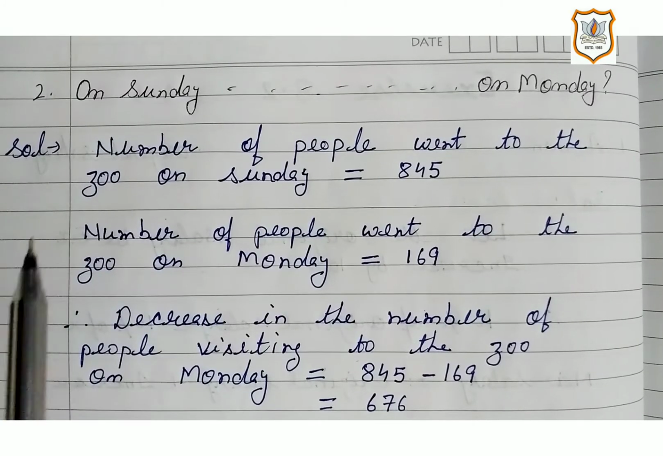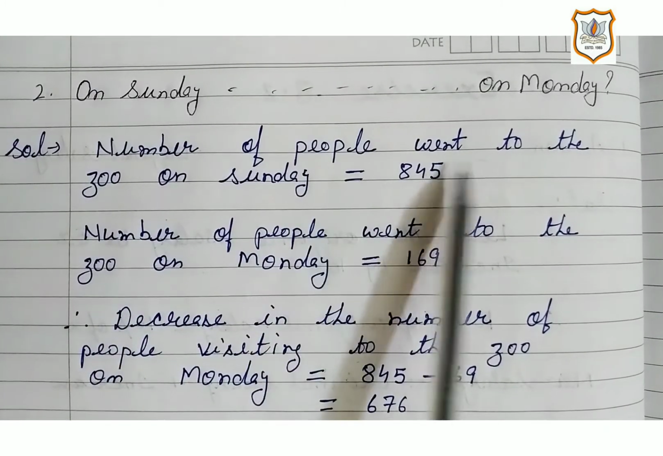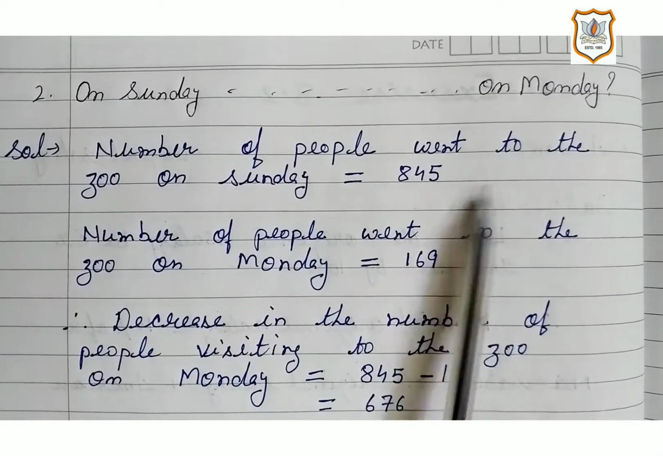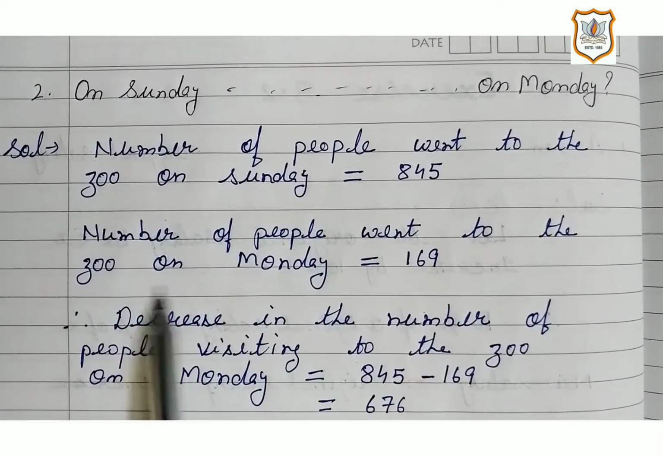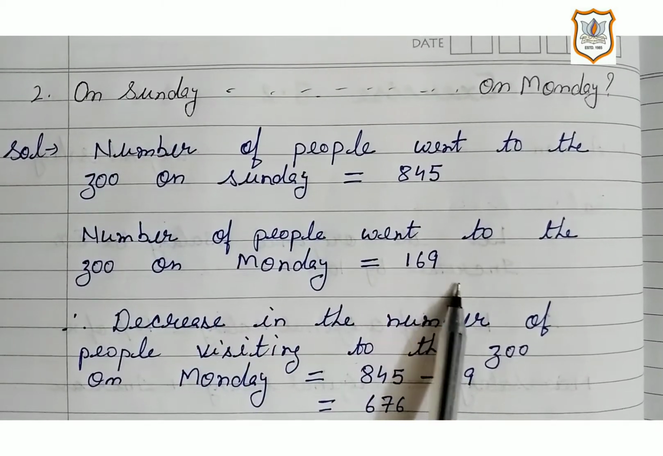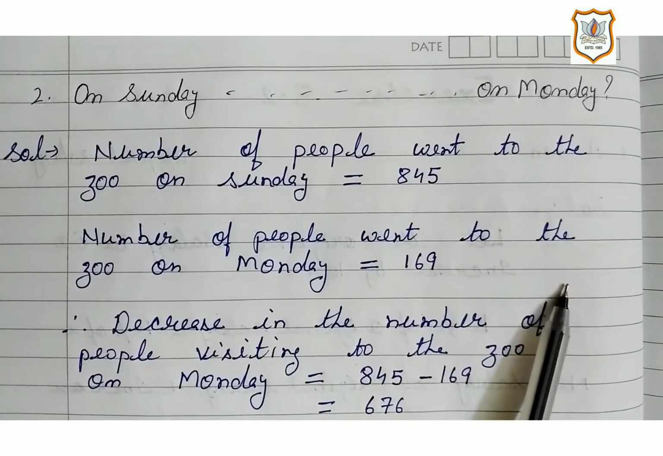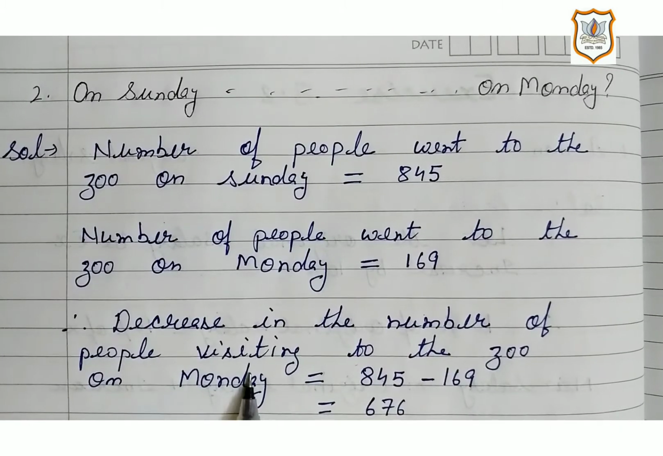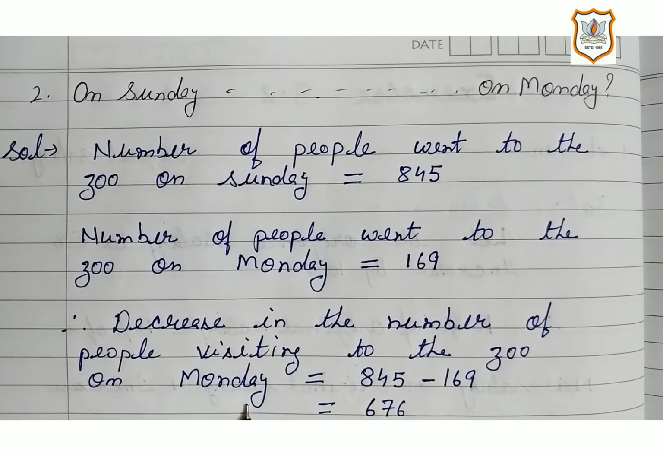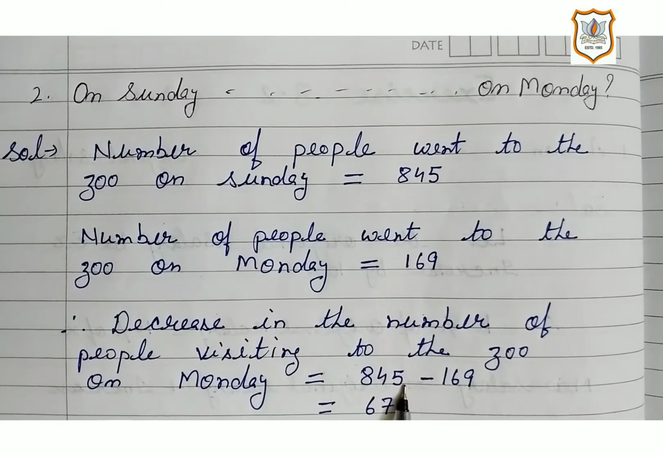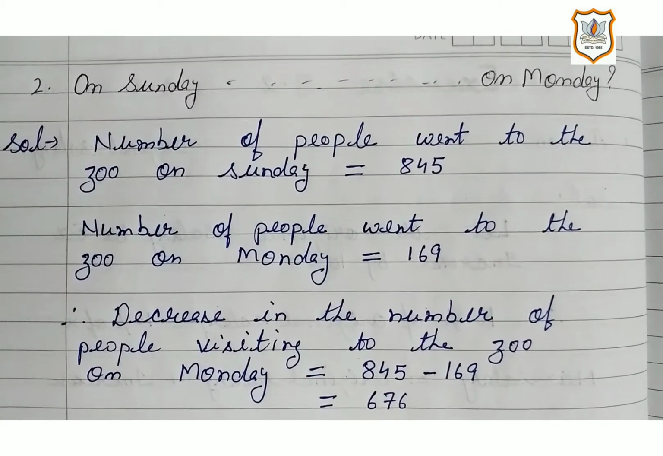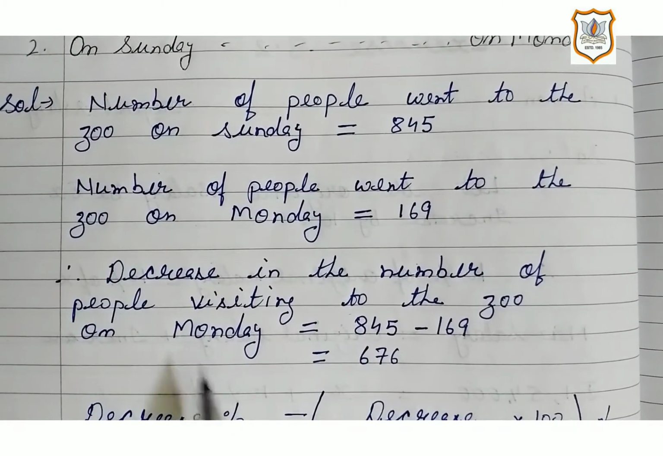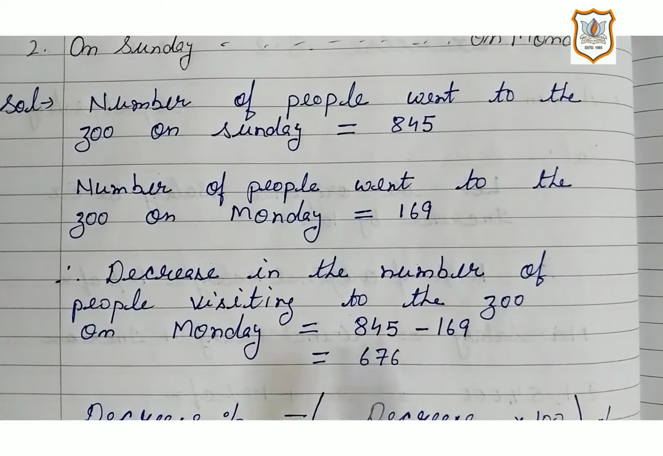Look at the solution of question number 2. Number of people who went to the zoo on Sunday is equal to 845. That is given in the question. Number of people who went to the zoo on Monday is equal to 169. That is given in the question. Now we will find the decrease in the number of people visiting the zoo on Monday, is equal to 845 minus 169. So we get 676.